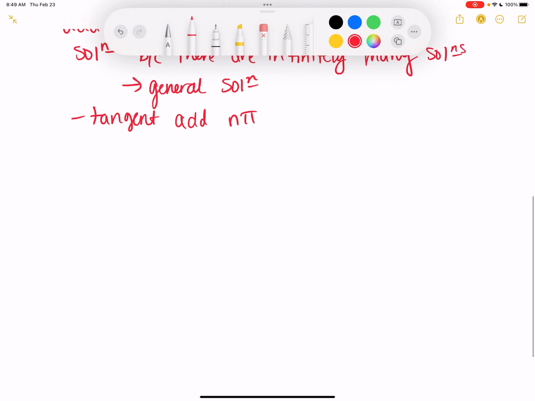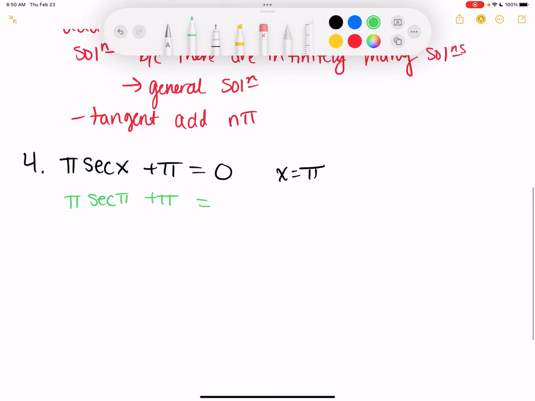Okay, so some examples. These first ones just say to check or verify that the given value of x is a solution of the equation, so we're just plugging in the value and seeing if it's true. So number 4, pi secant of x plus pi is equal to 0, and they tell us that x is equal to pi. So we're plugging in pi for x and then solving to see if it works. So pi times the secant of pi plus pi, and we want it to be equal to 0, so the same thing, we're just bringing the 0 down.